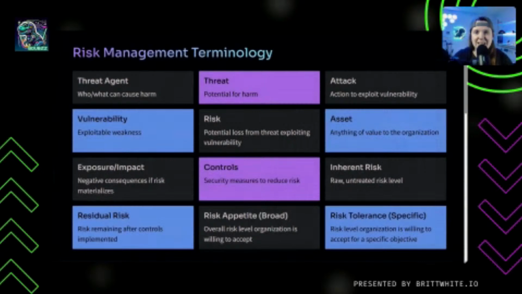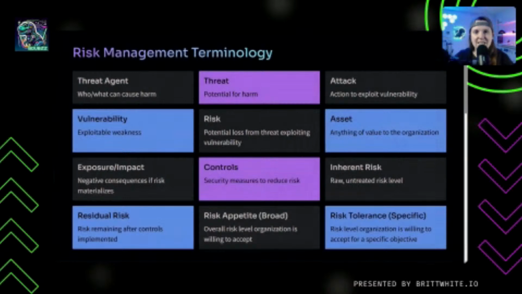Asset. This is anything of value to the organization. Exposure or impact. This is the negative consequences if a risk materializes. Then we have countermeasures, safeguards, and controls. These are the security measures we will implement to reduce risk.